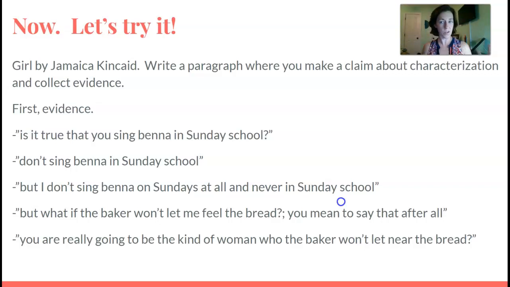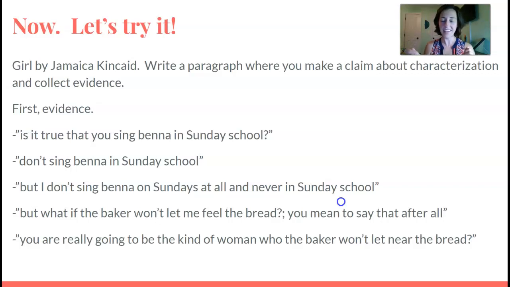So when she asks a question, or he asks a question, whoever this elder is, I lit up and noted. She wants to know something. But I don't really think they want to know much. I think that is more of an accusation, and I'll get into that. Because then a few lines later, the line is, don't sing Benna in Sunday school.